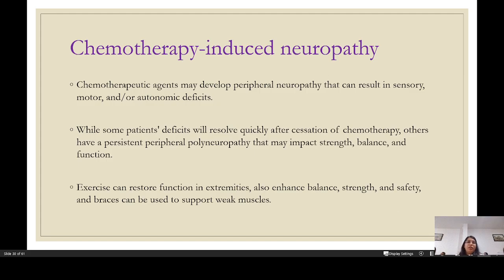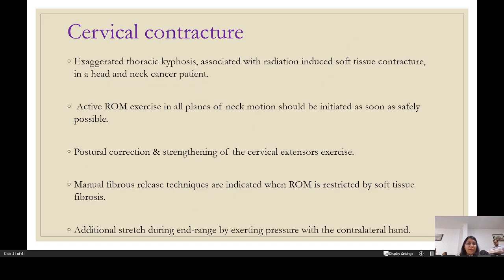Third is chemotherapy-induced neuropathy. Chemotherapeutic agents may cause peripheral neuropathy that can result in sensory, motor, and autonomic deficits. While some patients' deficits will resolve quickly after cessation of chemotherapy, others have persistent peripheral polyneuropathy that may impact strength, balance, and function. Exercise can restore function in the extremities and also enhance balance, strength, and safety. Braces can be used to support weak muscles.